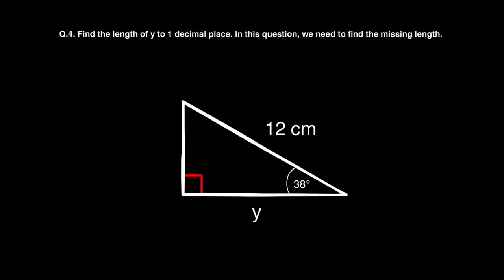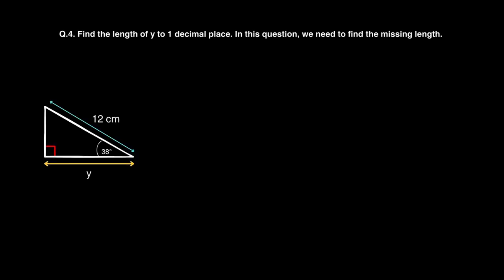Question number 4. Find the length of y to 1 decimal place. In this question, we need to find the missing length. This one's a bit tricky, but the same as the last one, except we have to change the answer to 1 decimal place. Let's work through this. First of all, we need to find a trigonometric function to use. We will use SOHCAHTOA to find it easily.